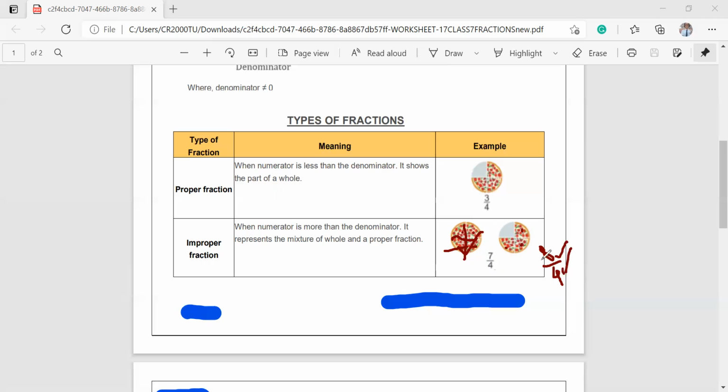What is represented over here? Two pizzas are there, and we have four equal parts. They were divided into four parts. So that's how we represent 8/4, and if one piece is taken from them, then we can say it is 7/4.